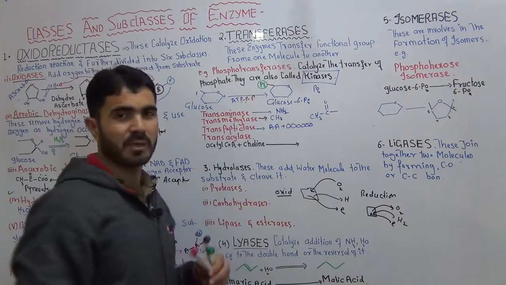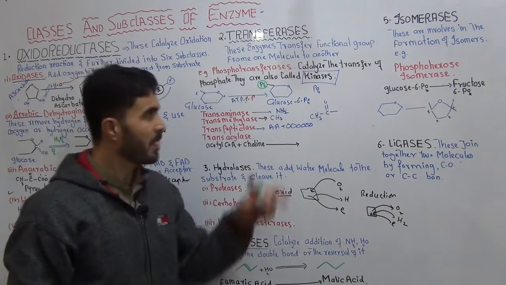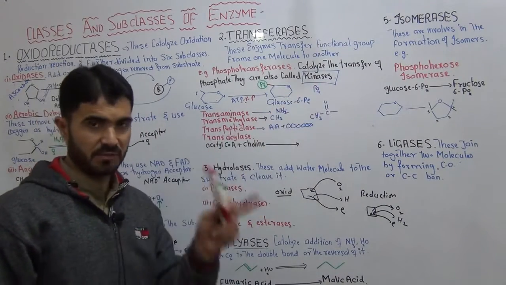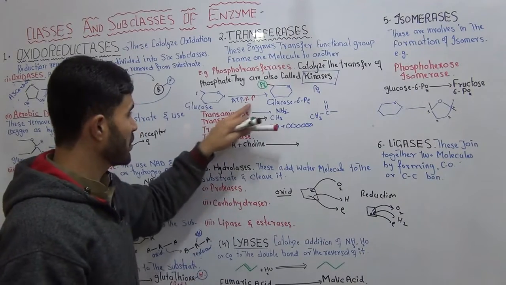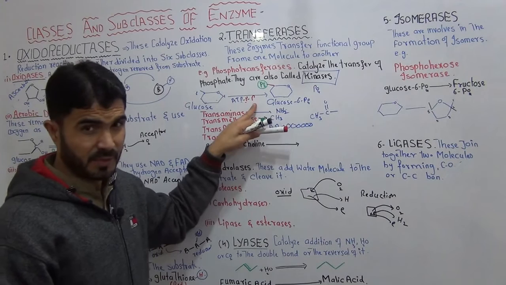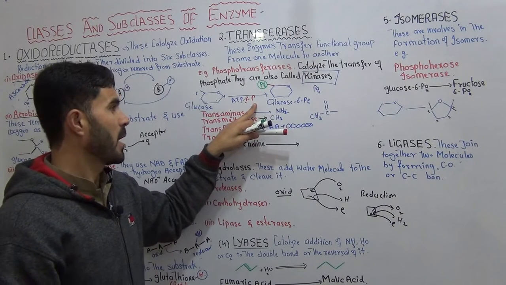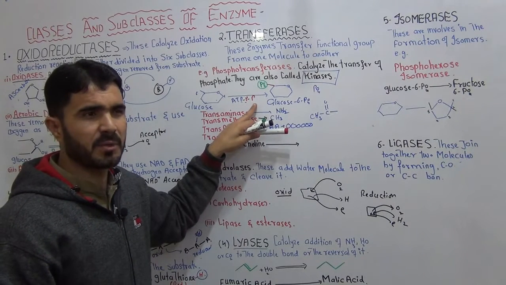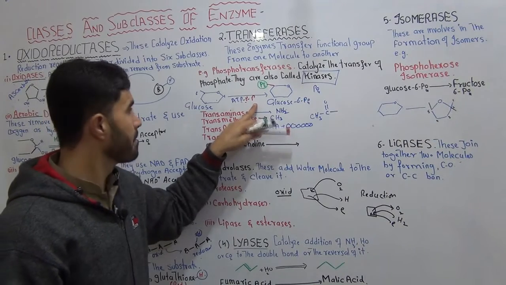So in biochemistry, you may find the word kinases. Kinase enzymes are involved in the transfer of the phosphate group. And so this was a wonderful example, and this example was already discussed in my previous video lecture where I gave a summary of the classification of the enzyme.